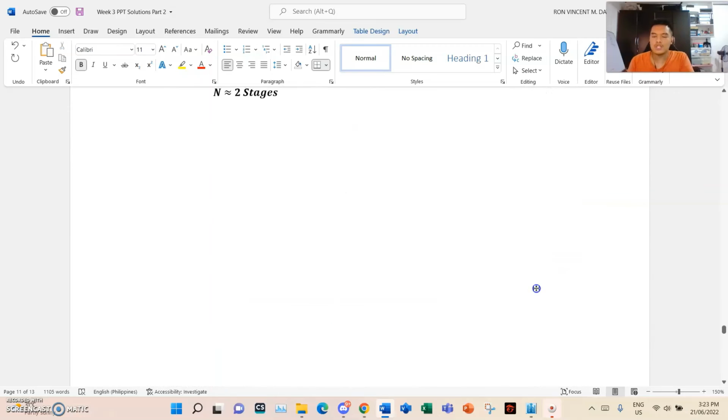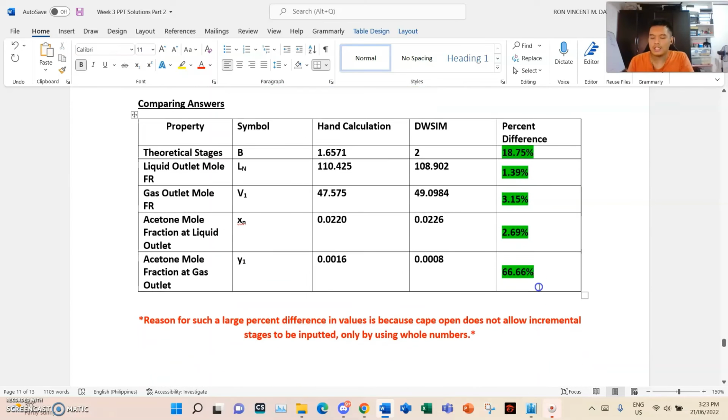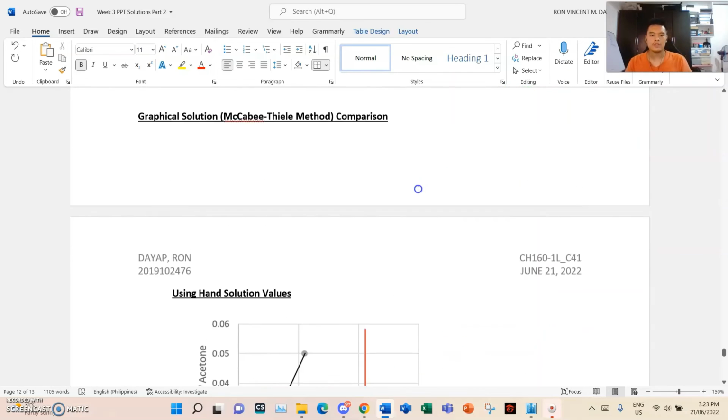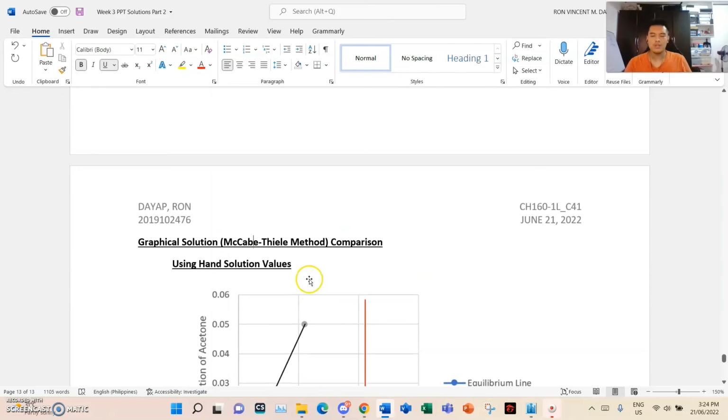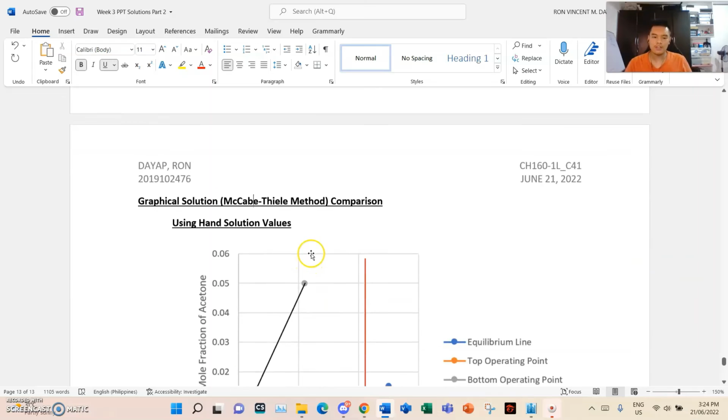For the hand calculation, I used the Kremser equation, and for DWSIM, I used CAPE-OPEN. And as promised, I will also do a comparison of graphical relationships. If the analytical solution for the absorption is the Kremser equation, the graphical solution uses the McCabe-Thiele method. So how do we do the McCabe-Thiele method?